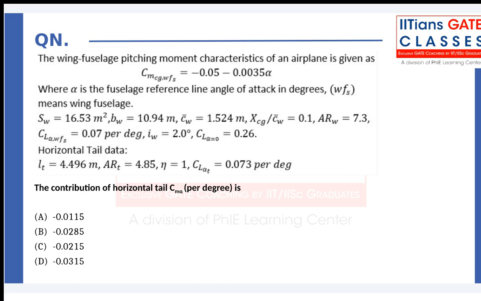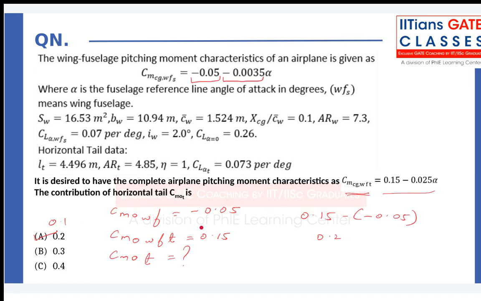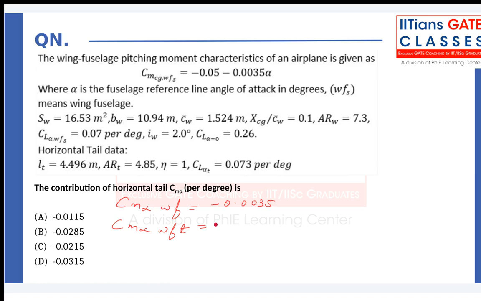Okay, next question is, what is the contribution of horizontal tail CM alpha? In the first question, it was contribution towards CM naught. Here they've asked you contribution of CM alpha. Again, I'll write down what we have. CM alpha of wing fuselage is minus 0.0035. CM alpha of wing, fuselage, and tail, what was given in the question, is minus 0.025. And they've asked you CM alpha of the tail.